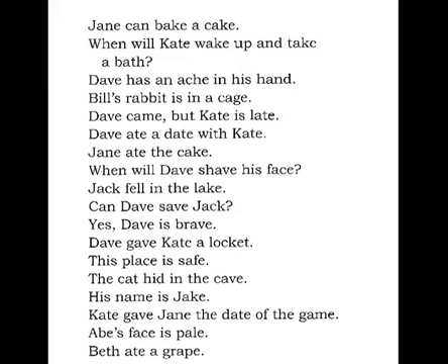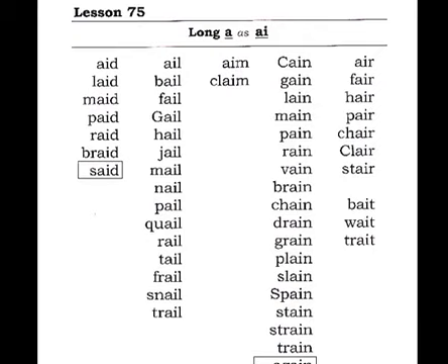Now, let's go to lesson 75. Well, we are now going to learn long A as spelled A-I. Long A spelled A-I. The I is not silent. It's the A-I together that stands for the long A. And we have lots of words in that spelling family. For example, you have bail, fail, gale, pale. You have aid, laid, made, paid.